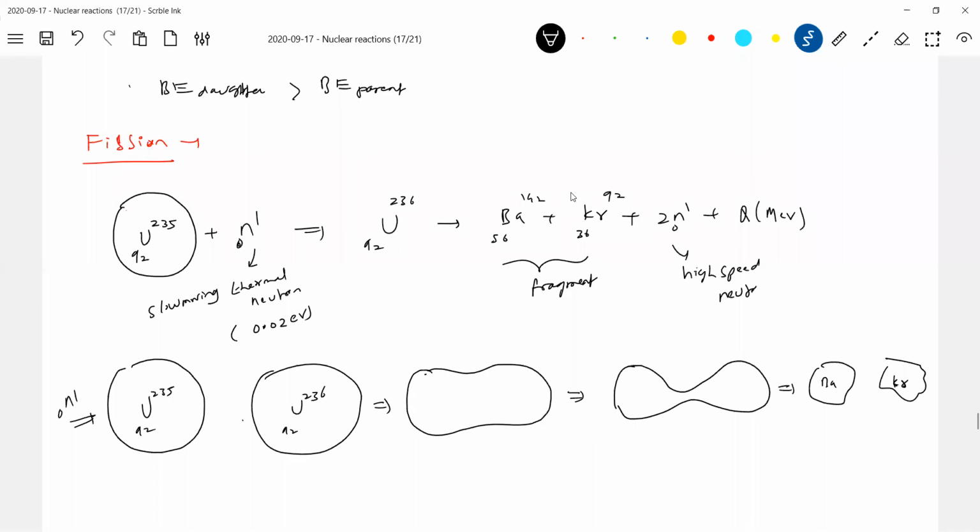The nucleus itself will break up into 2 middleweight nuclei. These are the fragments. When I check the binding energy of these fragments, it is greater than that of the uranium, and with this, energy will be released. Why fission? To get energy. Because energy will be released, and that energy I'll use for applications.